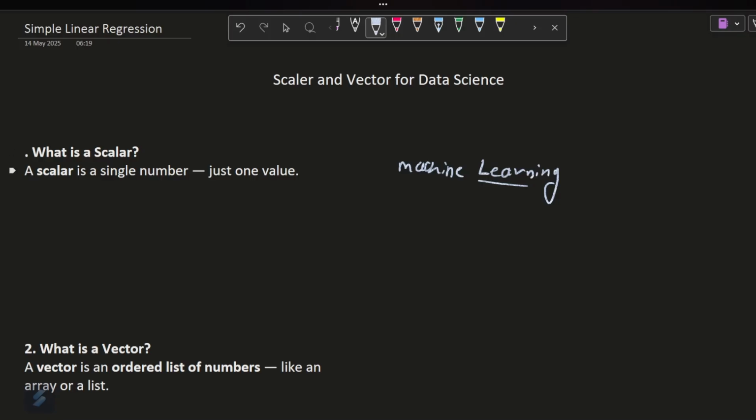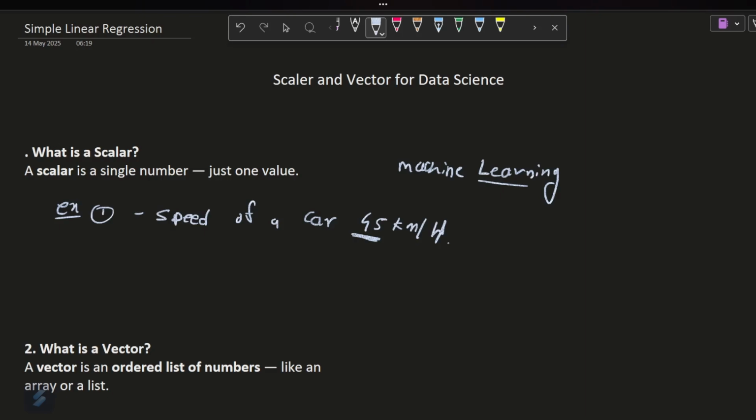A scalar is a single numerical value. A scalar is a single number, just one value. Let's get an example of a scalar. The first example is the speed of a car. Let's consider 45 kilometers per hour. This is a scalar value because it's a single value.